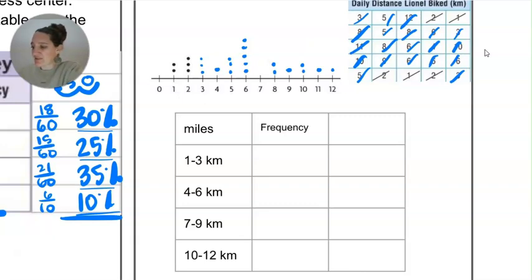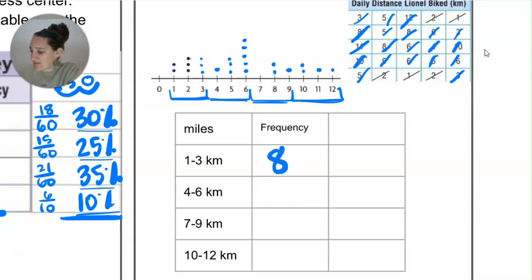So what we're going to do with this frequency table is we're going to group it like this. Every 3 kilometers, we're going to put into its own little table. Okay, and it's important to keep it equal, 3, 3, 3, 3, to keep it accurate. So how many times did he bike 1 to 3 kilometers? 1, 2, 3, 4, 5, 6, 7, 8.